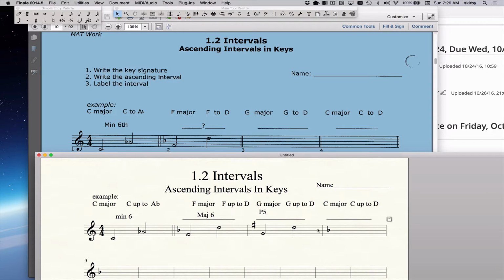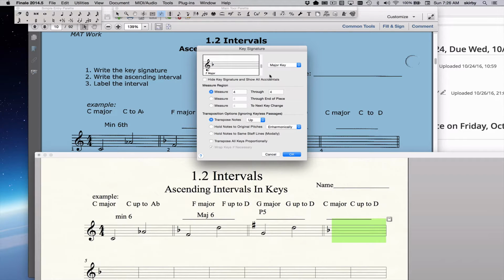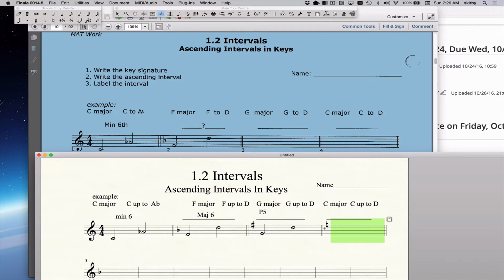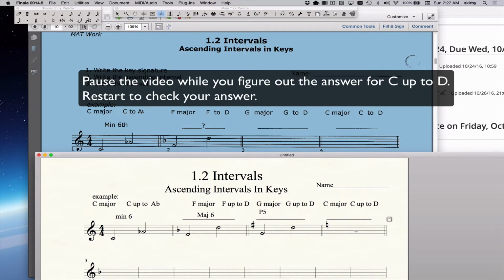Now, the last one on this line is in the key of C. So we have to change the key signature back to C, which is no sharps or flats. We don't actually need that natural symbol. I'll get rid of that. But anyway, there's no sharps or flats there. And then you would construct your interval. So now pause the video for a second, construct the interval, and then check your answer.